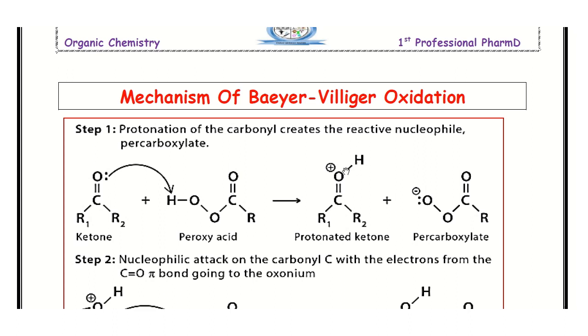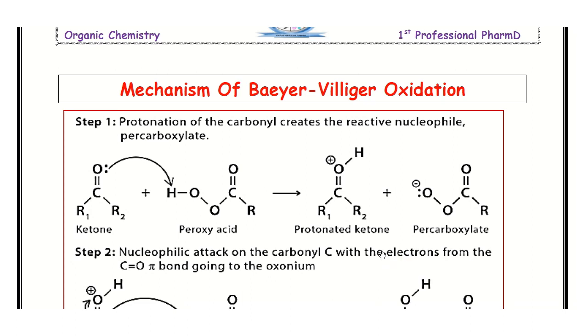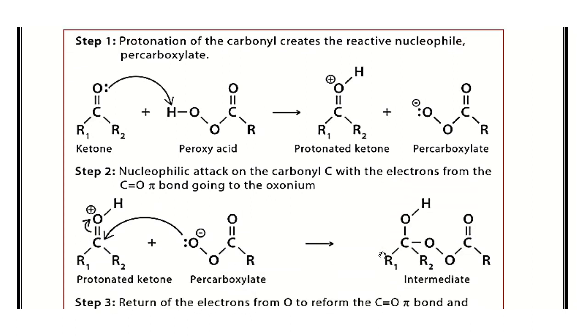And now we may observe this oxygen has now positive charge due to the gain of this proton. So in the next step you may observe this protonated ketone and percarboxylate will react. This is the protonated ketone in which oxygen has the positive charge, which is usually unstable.